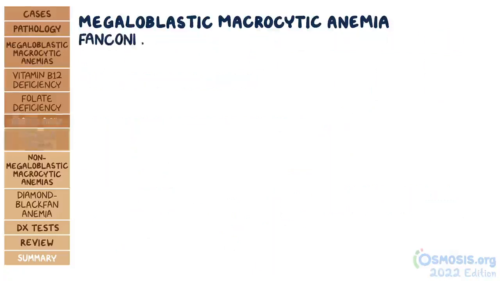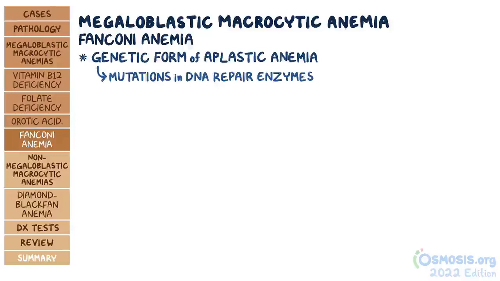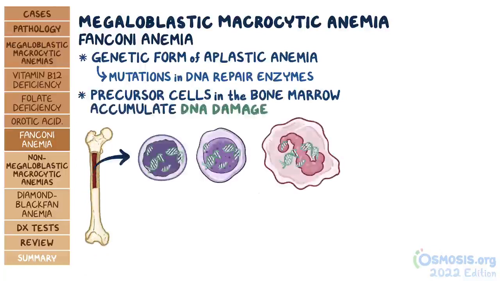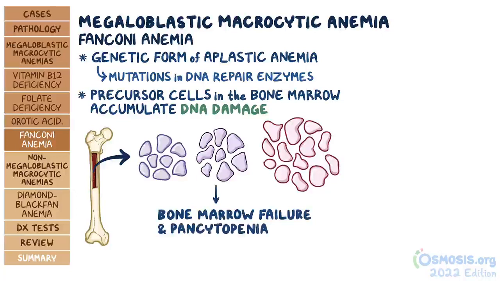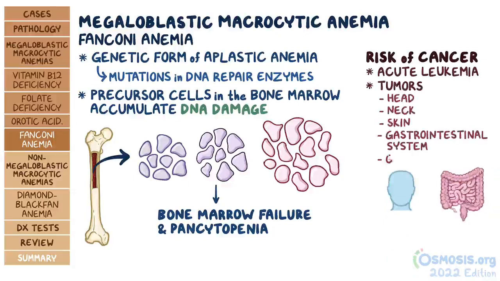Now, there's Fanconi anemia, which is a genetic form of aplastic anemia caused by mutations in DNA repair enzymes. So in Fanconi anemia, many precursor blood cells in the bone marrow are affected and accumulate DNA damage, causing them to undergo cell death. If enough cells are affected, it can lead to bone marrow failure and pancytopenia. Affected individuals are also at risk of developing cancers like acute leukemia, as well as tumors of the head, neck, skin, gastrointestinal system, or genital tract.